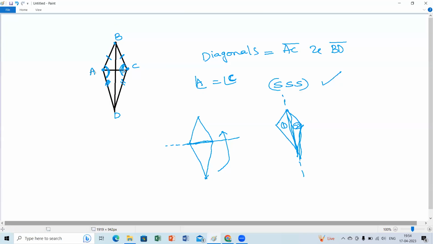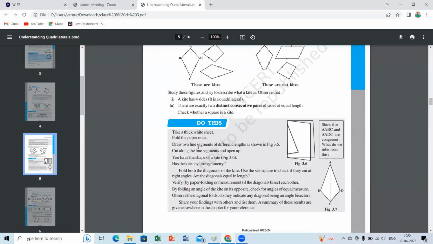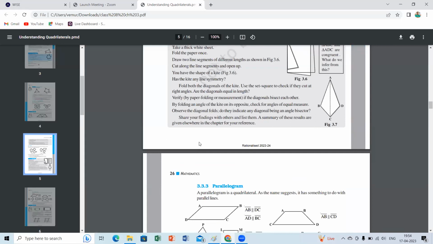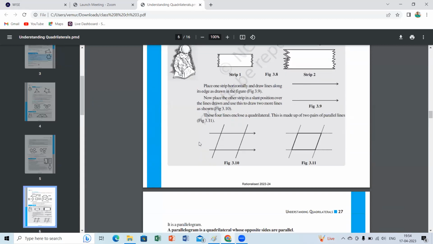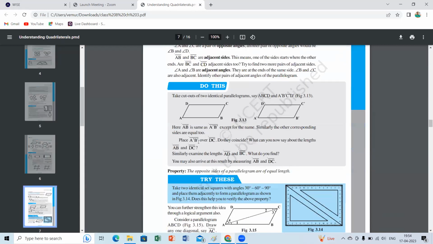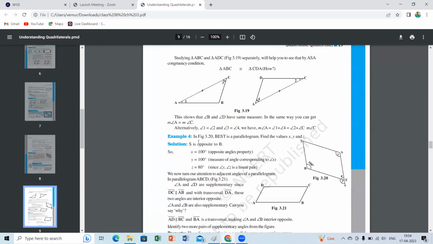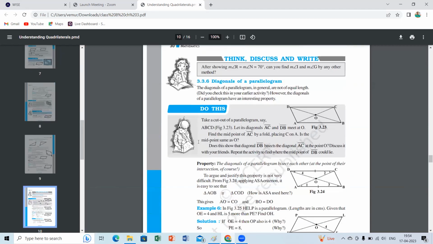One of the diagonals divides the kite into two congruent triangles. You can write that point. In a kite, one of the diagonals divides the kite into two congruent triangles. That's it, children. We are going with the rest of the two tomorrow. Parallelogram is very easy. There are few bits about trapezium and kite. Please go through that.